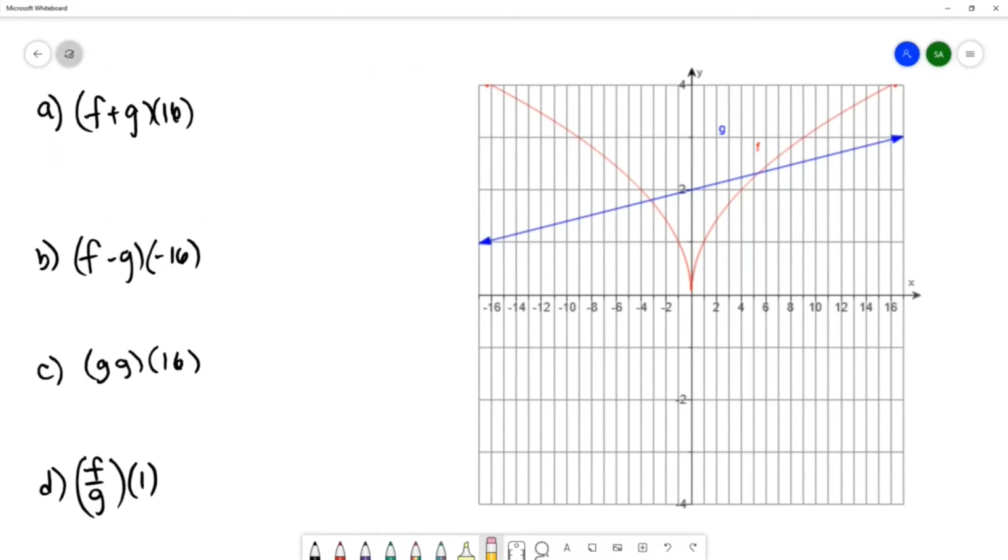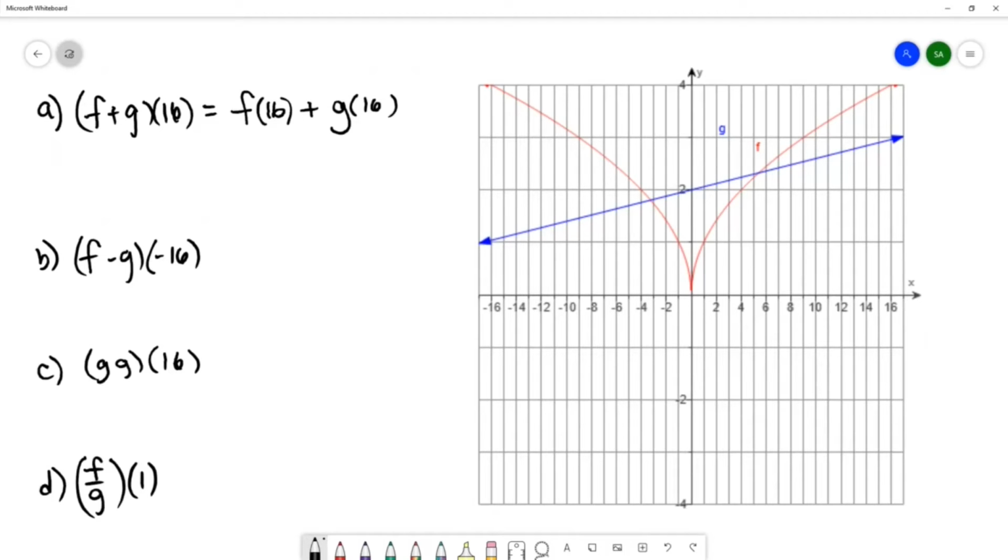And on the left here, I have some examples that we're going to work through. We have f plus g of 16, and we're going to simplify this. What this notation wants us to do is to evaluate f at 16, evaluate g at 16, and then add the results together.